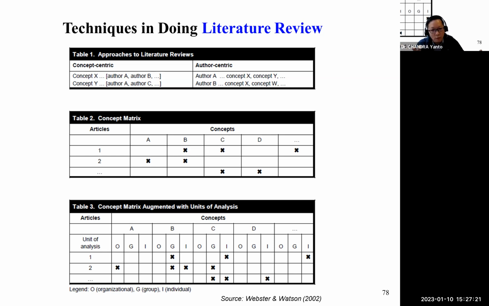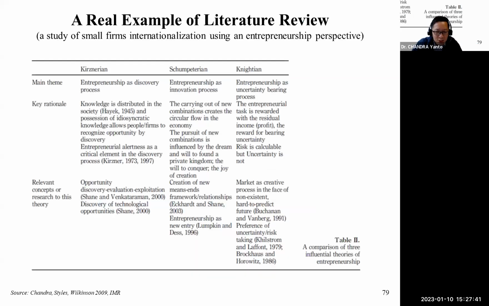Table 3 is another format in which they also look at different kinds of unit of analysis: O at the organization level, G at the group level, I at the individual level, and they look at different concepts. So this is even more refined. So there are many creativities that can be used. I don't have room for creativity when doing a lit review.